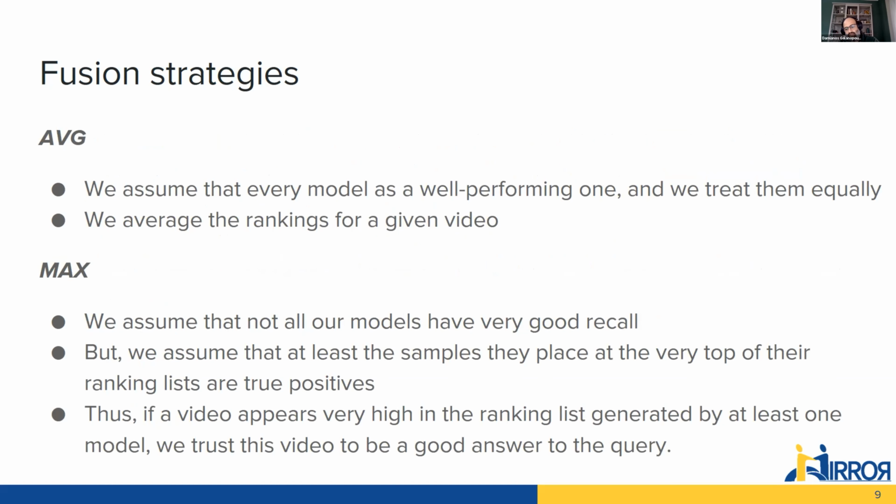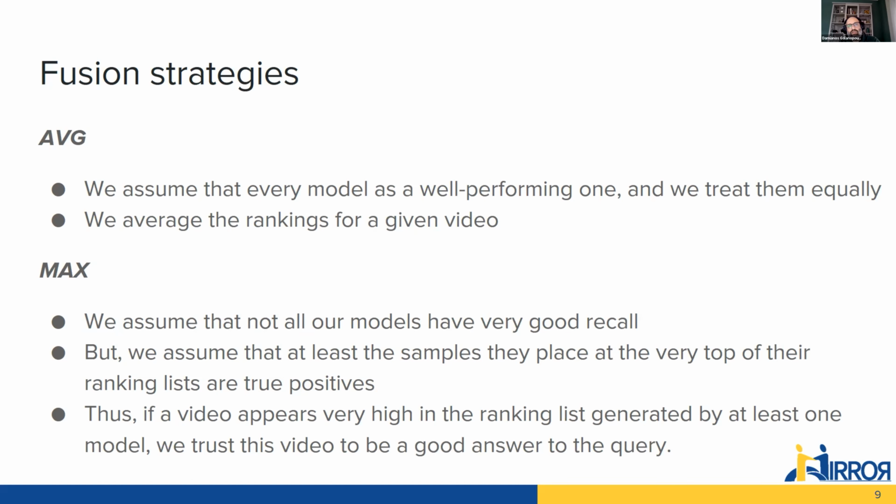In the average strategy, we assume that every model is a well-performing one, and we treat them all equally. So for a given video, we average all rankings of this video, and the final ranking is extracted from this averaging.